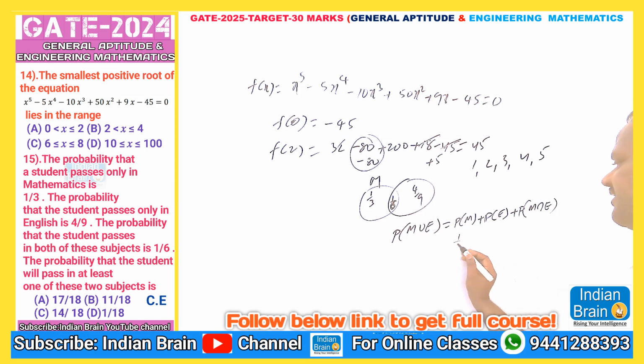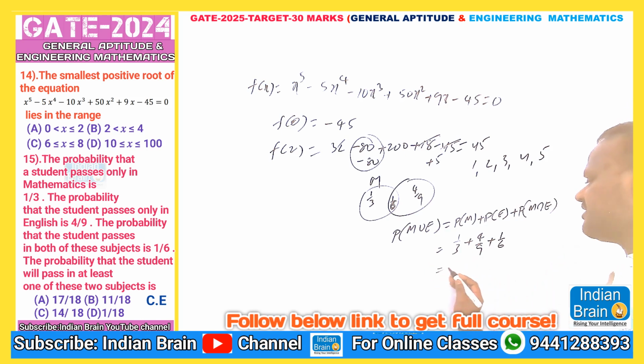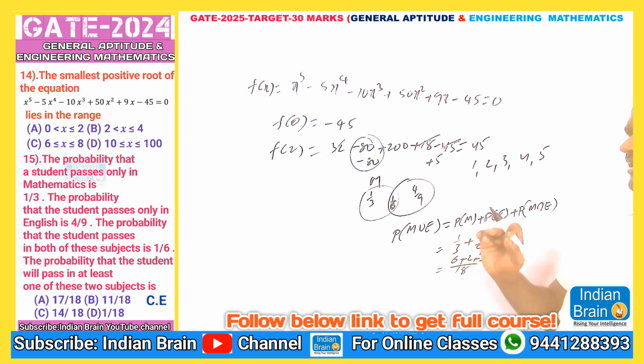Probability of maths 1/3, right? Plus probability of English 4/9, minus together 1/6. That's it. This can be a direct answer. Is there any confusion? Yes, of course. 3, 9, 6, the LCM can be 18. 18/3 means 6, plus 2, 8, minus 3, 5... 11/18. 6 plus 2, 8, plus 3, 11. 11/18. This is what? At least probability.